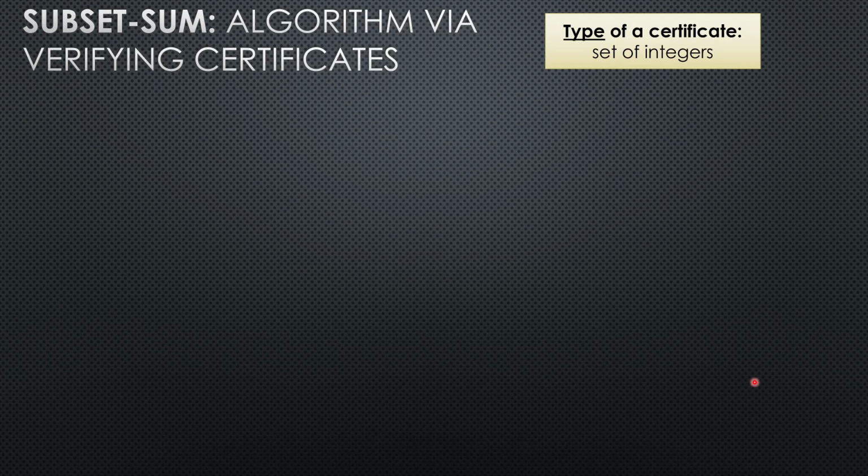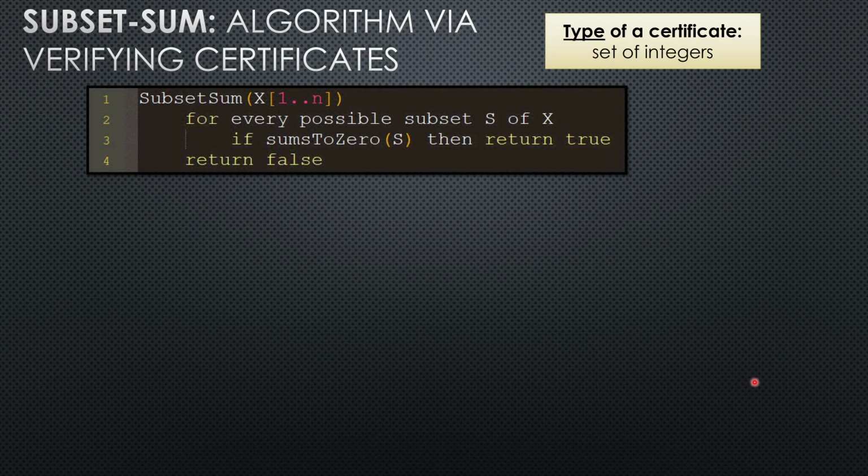Okay, so let's define the type of a certificate for this problem. We'll have it be a set of integers, like an arbitrary set of integers. Suppose I wrote this code. This is extremely inefficient code. Not efficient at all. Okay, we're just going to say for every possible subset of the input, generate that subset. We're going to generate all possible subsets. There are exponentially many subsets, right? Because S is going to be just an element of the power set of X.